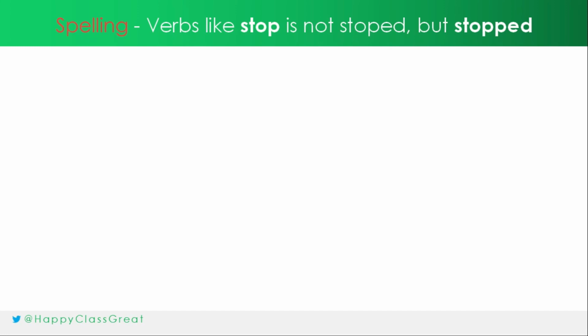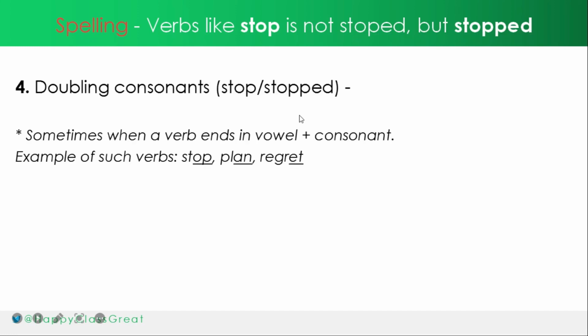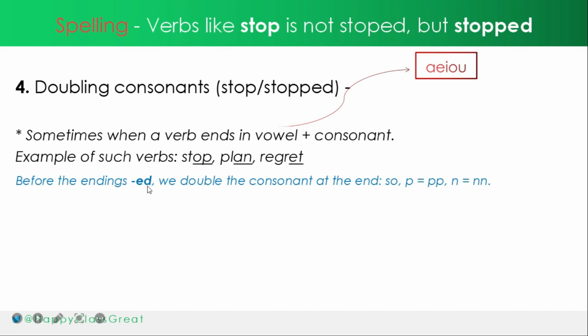So now there are some verbs where the past of stop is not S-T-O-P-E-D. It has a double P. The rule is that you double the consonant. Sometimes a verb ends in a vowel plus a consonant, and you know the vowels are A-E-I-O-U, like OP in stop. Here the O is a vowel and the P is a consonant. In plan, A is a vowel and N is a consonant. In regret, E is a vowel and T is a consonant. Whenever you see a verb like this, and we are dealing with regular verbs here, before you add ed, you double the consonant.